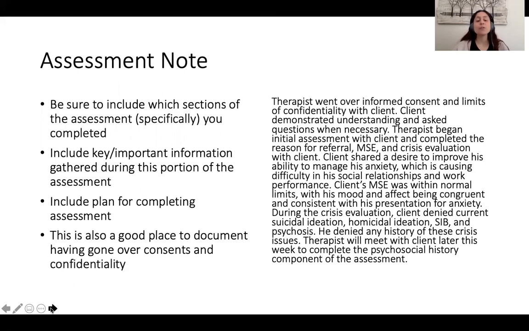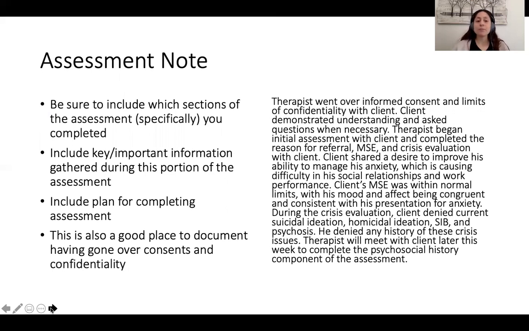You also want to include any key or important information gathered during this portion of the assessment. So I have below that, client shared a desire to improve his ability to manage his anxiety, which is causing difficulty in his social relationships and work performance. Client's MSE was within normal limits, with his mood and affect being congruent and consistent with his presentation for anxiety. During the crisis evaluation, client denied current suicidal ideation, homicidal ideation, SIB, and psychosis, and denied any history of these crisis issues. Okay. That piece will very likely be the bulk of your assessment note, the key information.